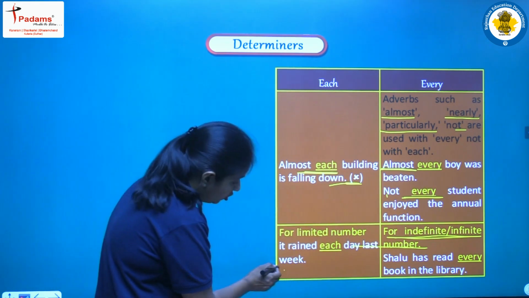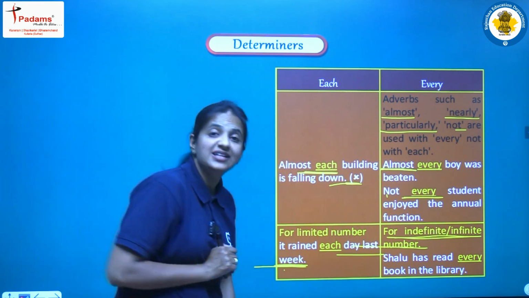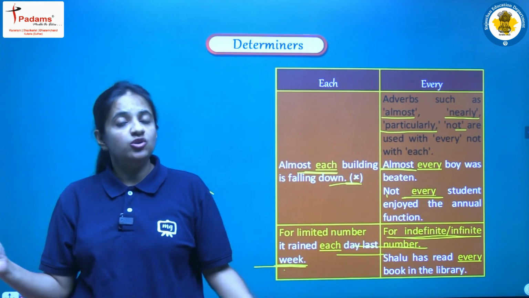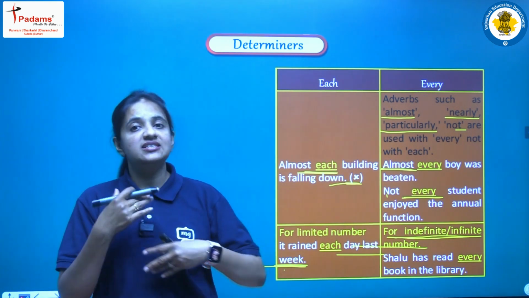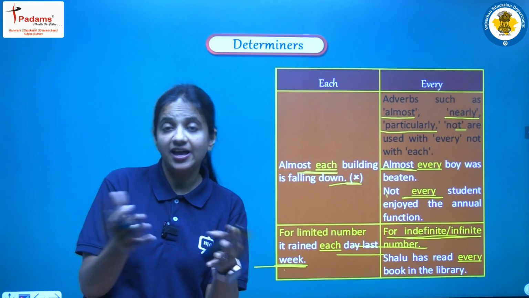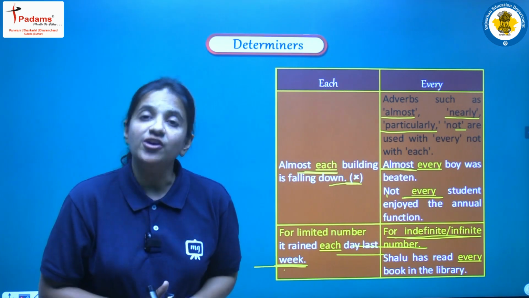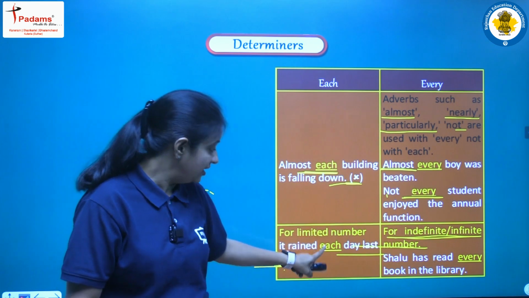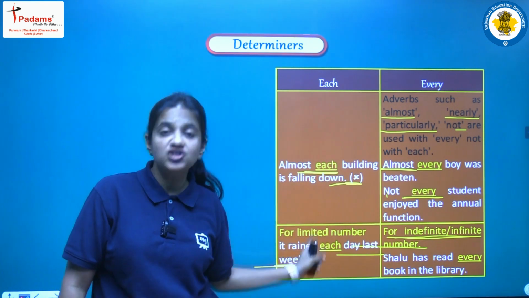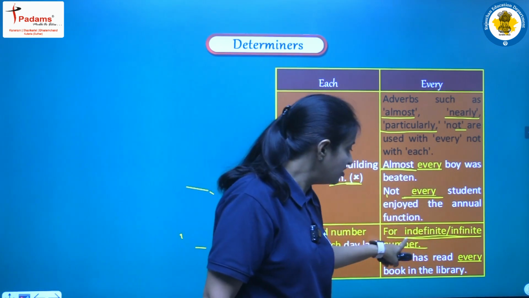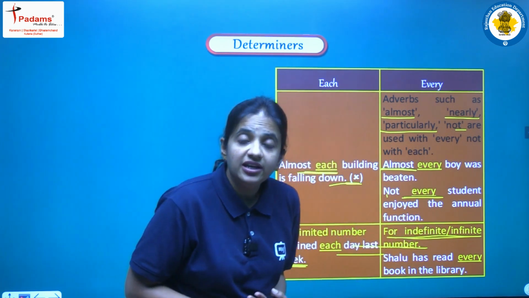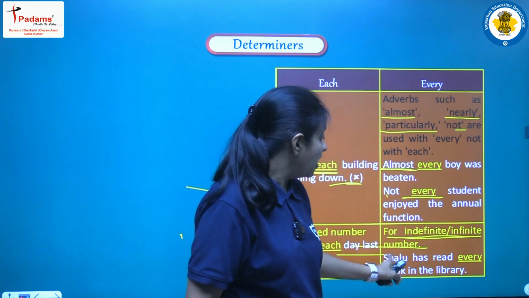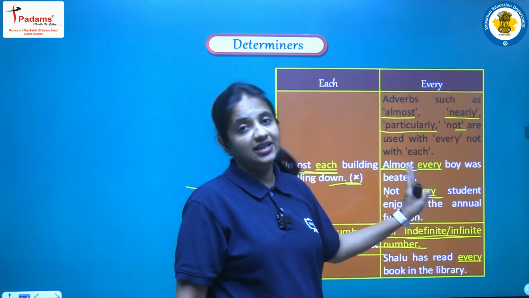So students, you all know how many days there are in a week. We all know that in a week there are 7 days. So the quantity of 7 days, the number of 7 days, is limited, it is fixed. So whenever we are talking about a limited number, then always to show a limited number we have to use each. But whenever we are trying to indicate indefinite or infinite numbers, let's see an example to clear the point. Shalu has read every book in the library.